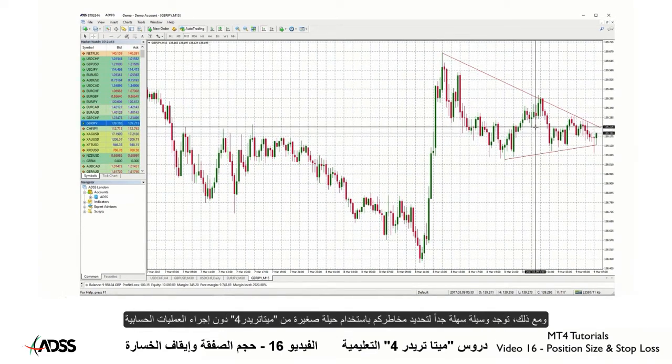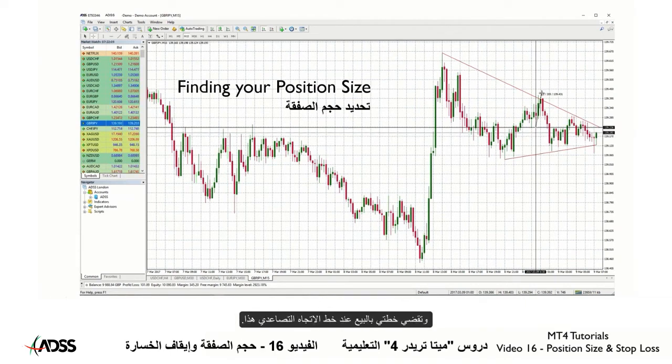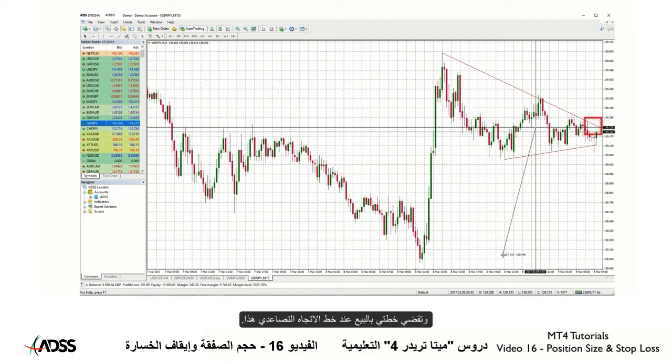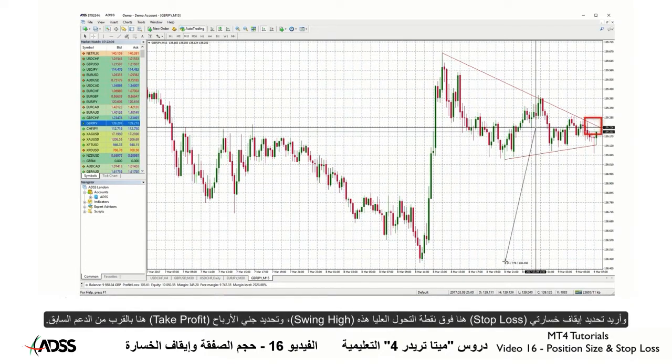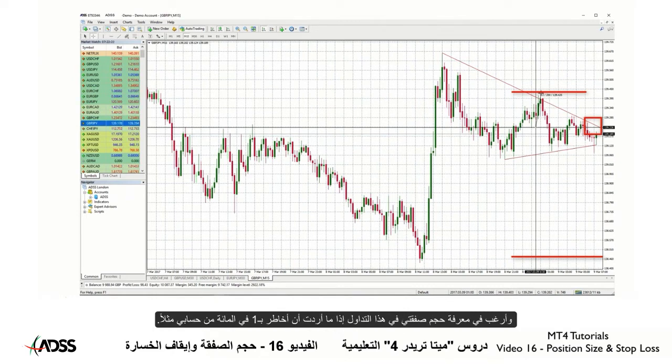There is, however, a very easy way to determine your risk by using a little trick with MT4 without doing the calculations. I've found this pennant on the 15-minute chart of pound-yen. My plan is to go short off this upper trend line. I want my stop loss here just above the swing high and take my profit down here near previous support. My stop loss is roughly 20 pips above my planned entry point, my take profit roughly 70 pips, and I want to know what my position size would be for this trade if I were to risk, say, 1% of my account.